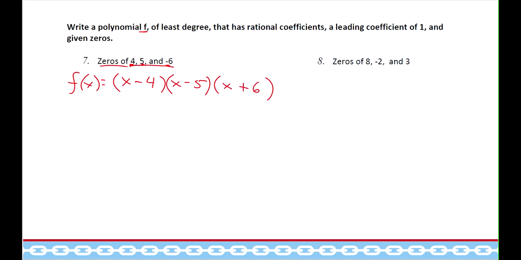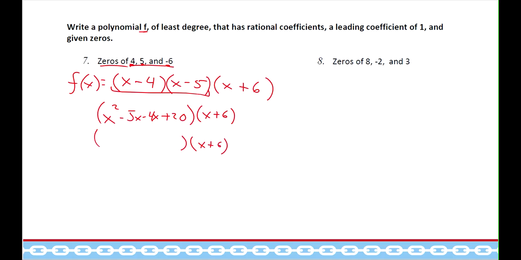Okay, then after that, I have to simplify. So this is going to be a FOIL problem here. X times x is x squared, minus 5x minus 4x plus 20. And before I multiply that all by the x plus 6, I need to combine some like terms. So I have x squared, and then this right here is what I'm combining, minus 9x plus 20.